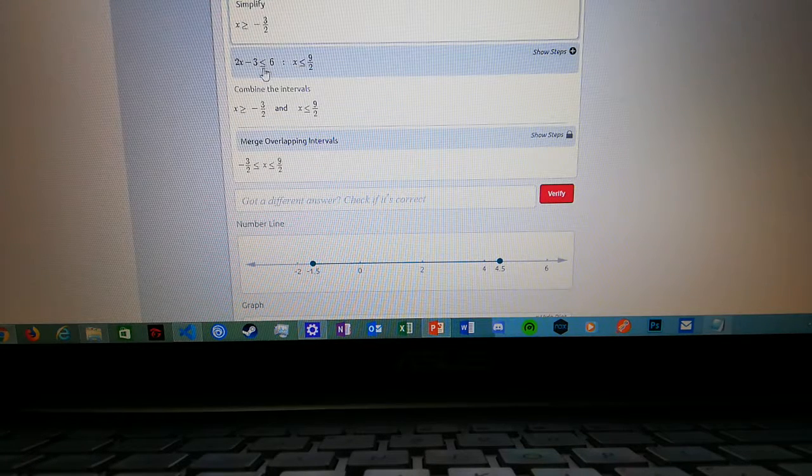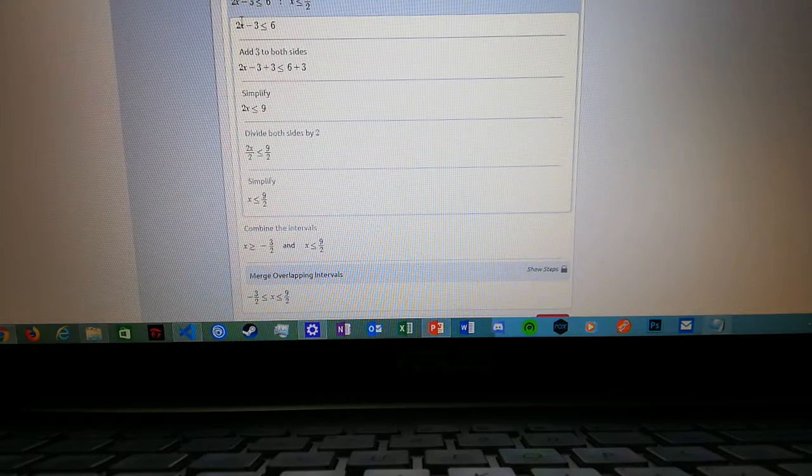Now the second one, which is 2x minus 3 is less than or equal to 6, as you have seen before. So negative 3 is moved to the other side, which is 6 plus 3, which is 9. And divide both sides by 2 again. We'll get x is less than or equal to 9 over 2, which is 4.5.